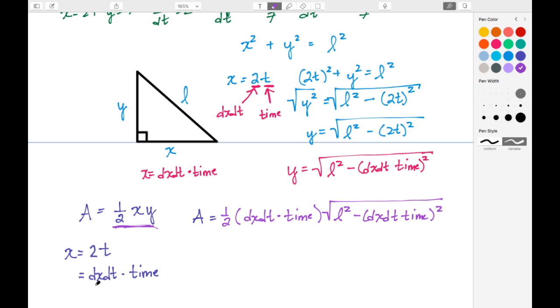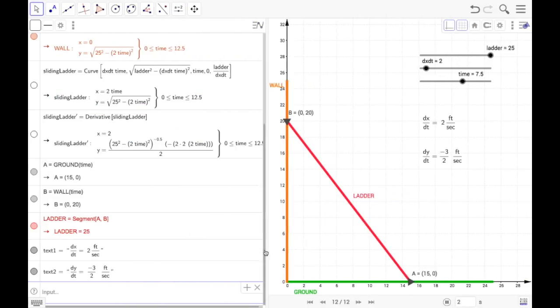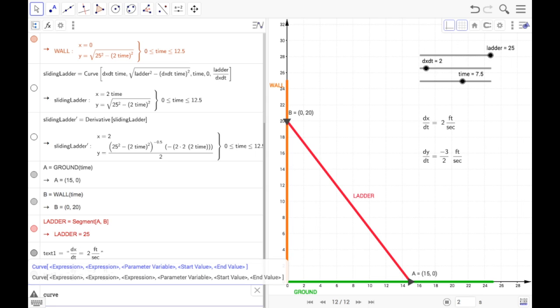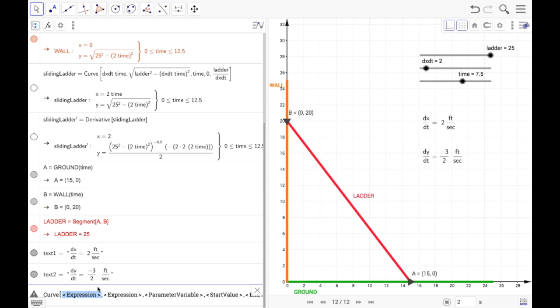So in the first expression, we're going to enter this expression here, and for the second expression, we're going to enter everything that you see here. So let's go ahead and do that in the model. We come to the model and let's input the keyword or the function curve. We want the curve that has two expressions. The first expression, as we said, is going to be dx/dt times time. The second expression is going to be a little bit longer.